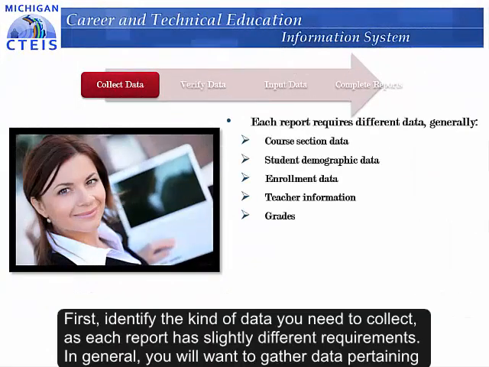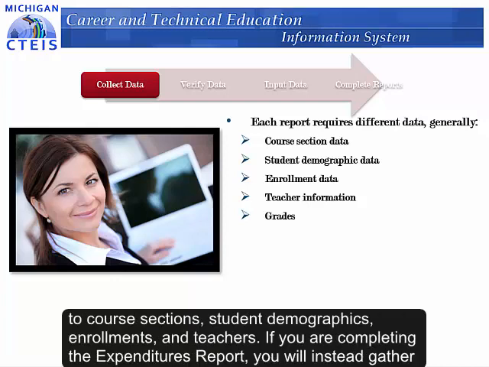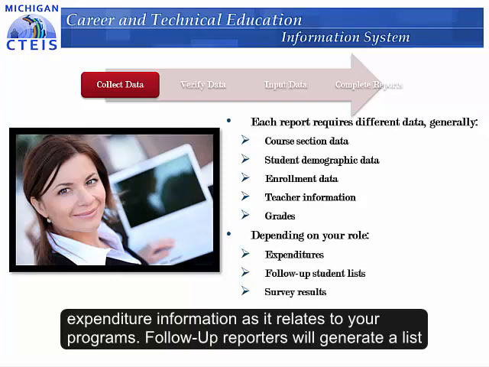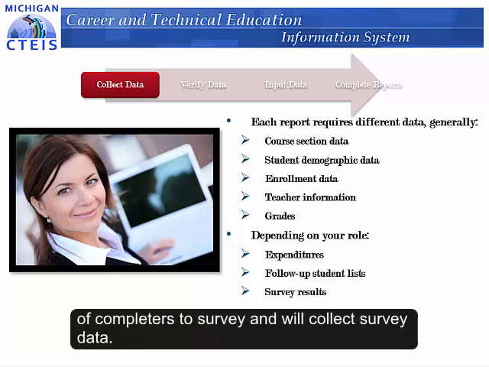First, identify the kind of data you need to collect, as each report has slightly different requirements. In general, you will want to gather data pertaining to course sections, student demographics, enrollments, and teachers. If you are completing the Expenditures report, you will instead gather expenditure information as it relates to your programs. Follow-up reporters will generate a list of completers to survey and will collect survey data.